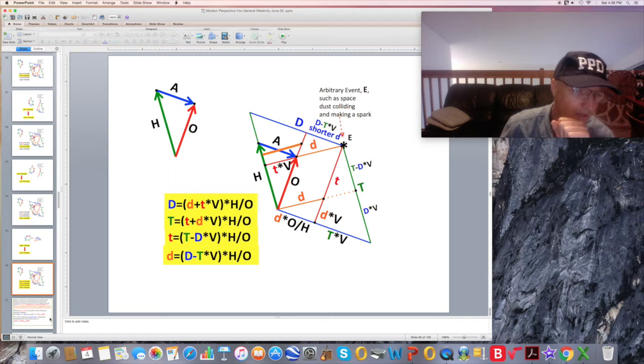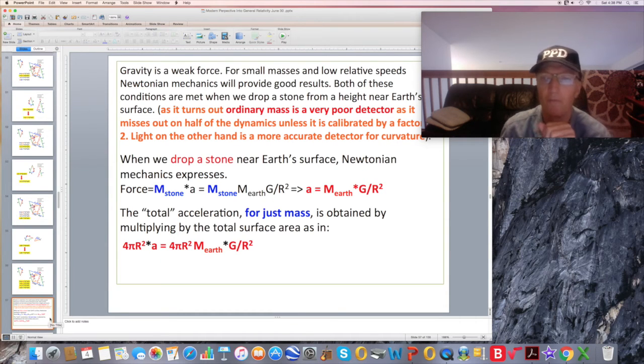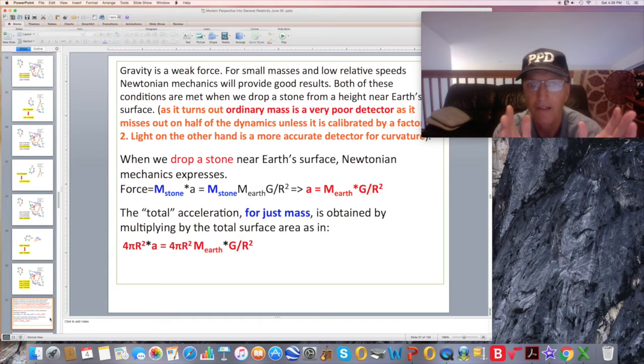So let's see, look more. So here I'm just talking, getting ready for the next derivations. Reminding you that gravity is a weak force, and that for small masses, which make gravity weak, and low relative speeds, when we get the new Einstein-type expressions, they have to match the Newtonian expressions for weak forces like small masses and low relative speeds.